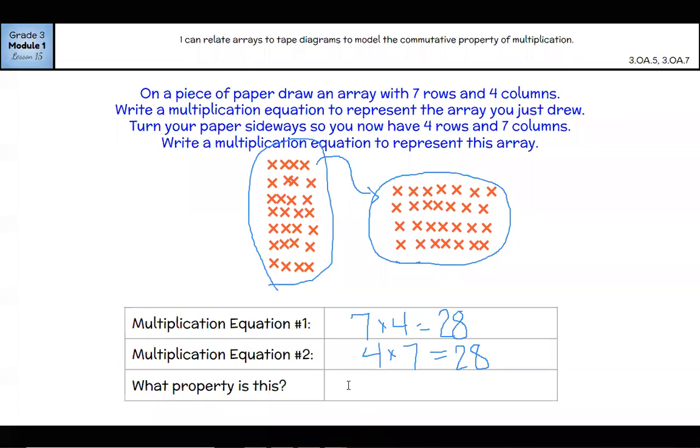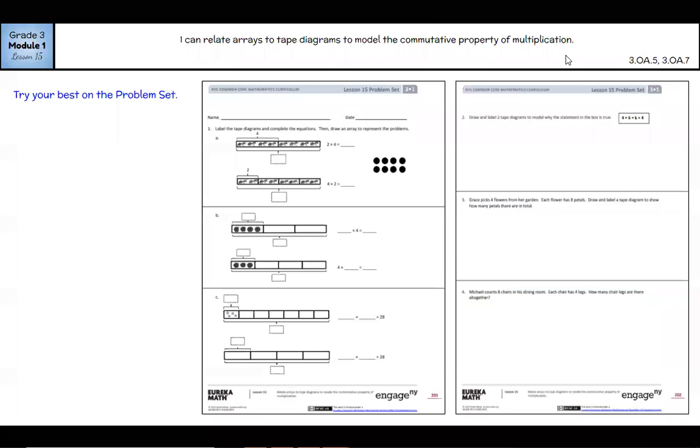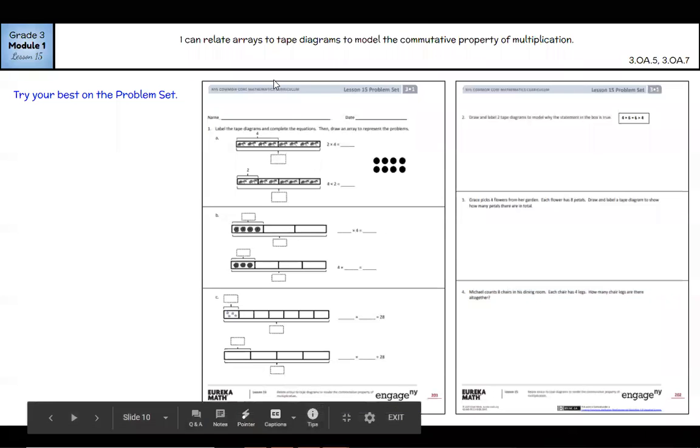So what property is this? Again, this is the commutative property. Okay, go ahead and try your best on the problem set.